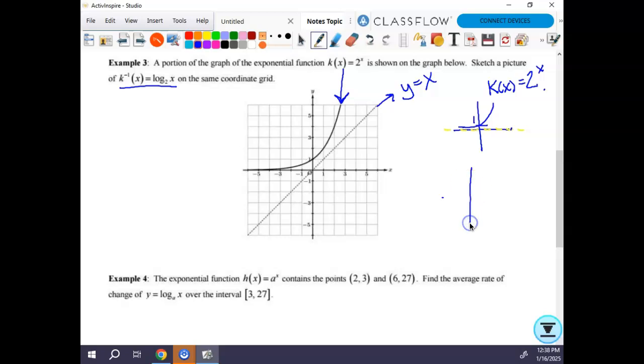So then we're also going to be able to have just a general parent function of k inverse of x, which is log base 2 of x. Okay, we'll get there in just a second. But we know that this point here is at 0, 1. So then the inverse, I flip the 0 and the 1, and I get 1, 0. And I get that point right there.